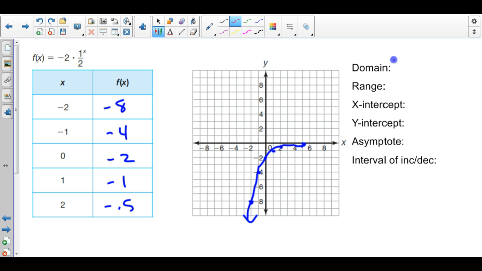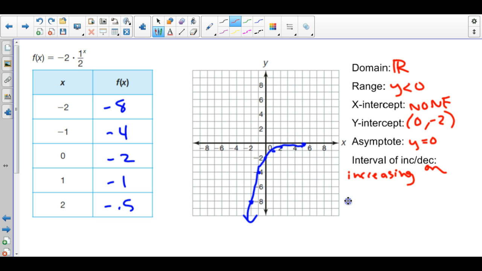The domain of this function, again, it's all real numbers. Your range, we're looking at these y values here. All of them are less than 0. Again, no x-intercepts because we have that horizontal asymptote at y equals 0. The y-intercept, once again, it's where the x value is 0. So at 0, negative 2, which also was this value up front. And then notice your y values are increasing as we move left to right. So we would say increasing on entire domain.